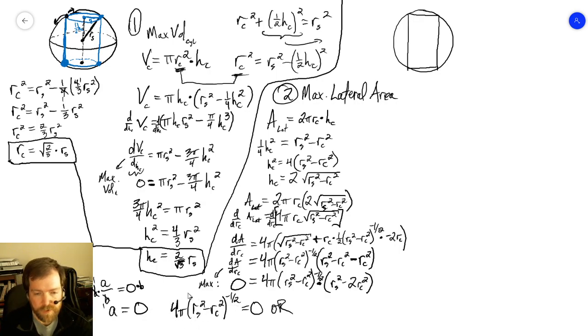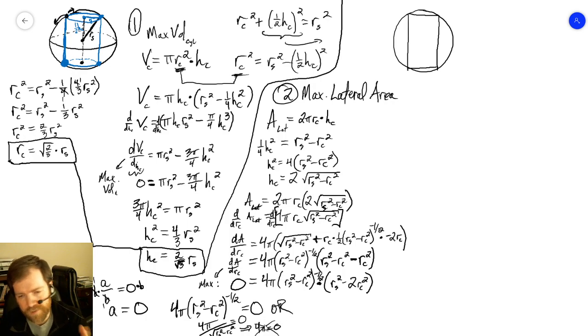All right, so in this case, again, what we've got is 4 pi divided by this square root stuff, rs squared minus rc squared. So if this were equal to 0, then this implies, again, that 4 pi is equal to 0, and we know that that's not right. Any constant can't be equal to 0, except 0 itself.